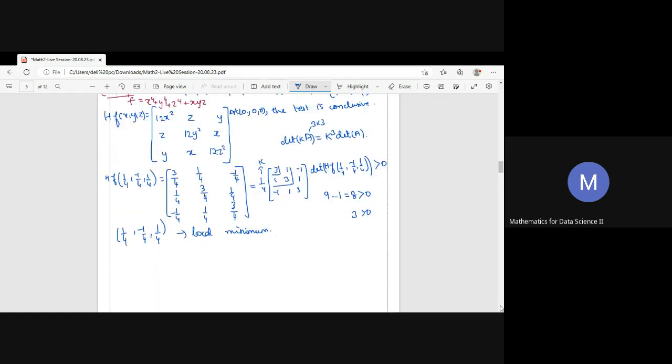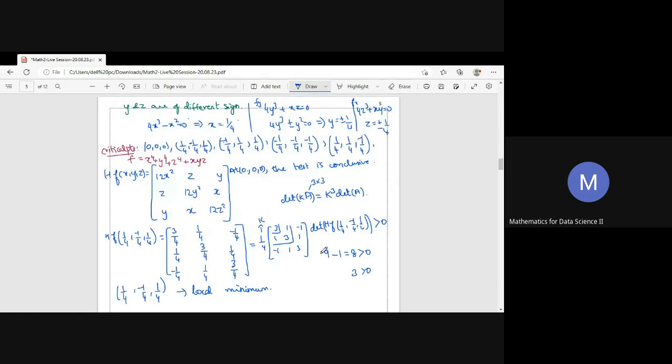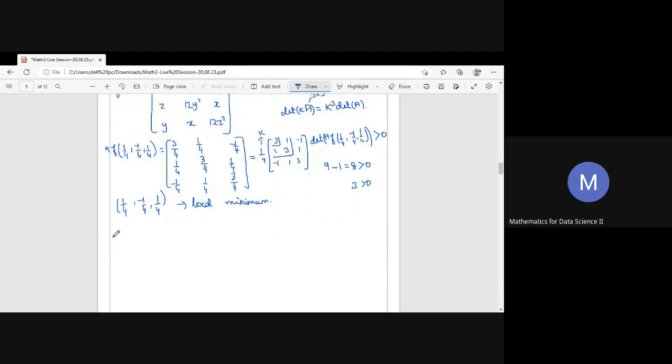Okay. Now let us look at the next point. What is your next point? (-1/4, 1/4, 1/4). In this case, again, the diagonal entries are going to be exactly the same. So let me take this 1/4 outside. The diagonal entries are just the same, and only the x values are now negative. All other terms are positive.